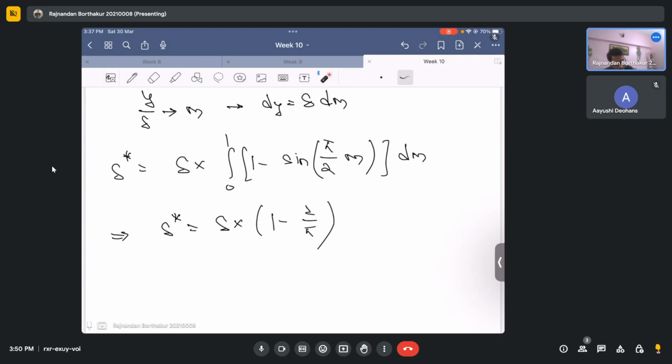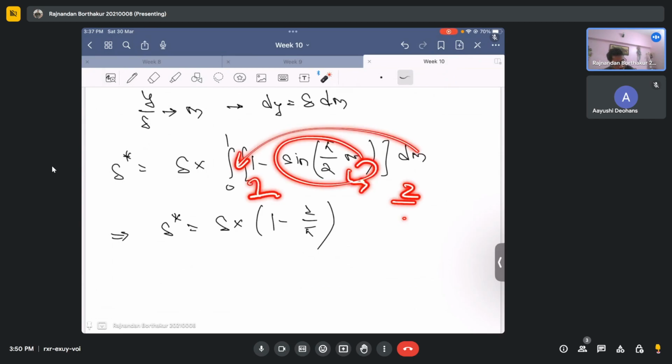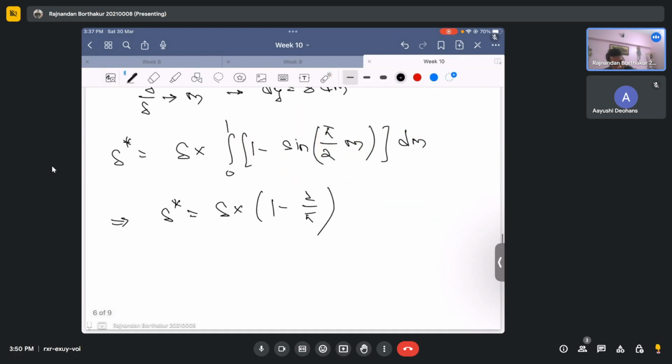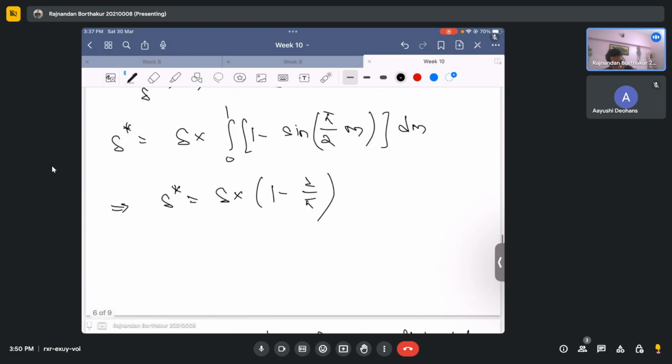because that is simple, right? The first term here would give you 1. Integration of the sine term would just give you 2 by pi, because the 2 by pi would just come out. So that's it. That's the displacement thickness.